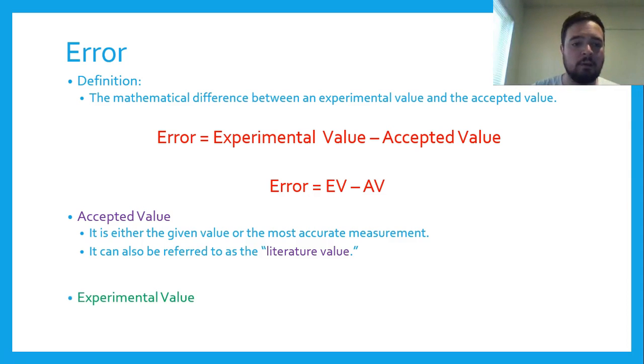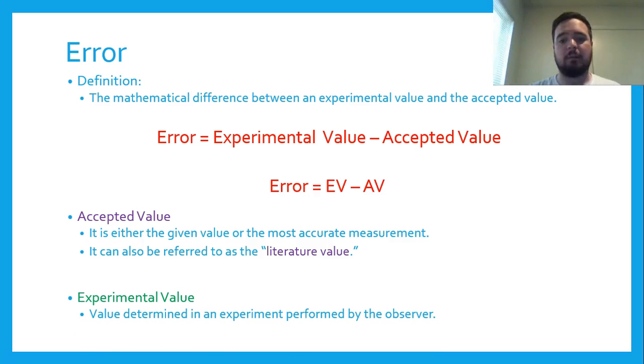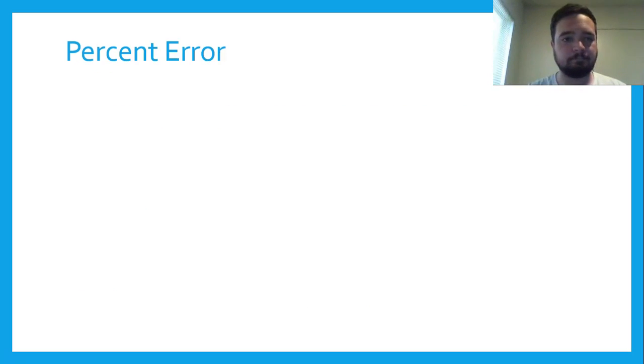So experimental value sounds exactly like what it means. It's the value that's determined in an experiment performed by the observer, i.e. you. So when you perform an experiment in my class, that value that you get for that experiment is your experimental value. I will give you an accepted value or a literature value that you're trying to match. That way you can determine your error in that experiment.